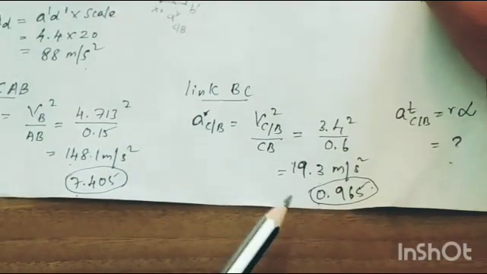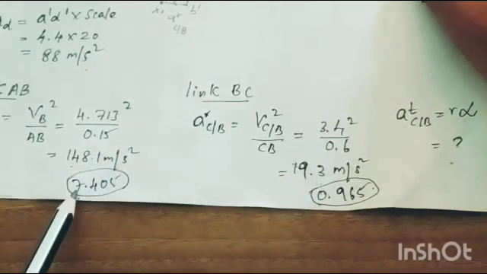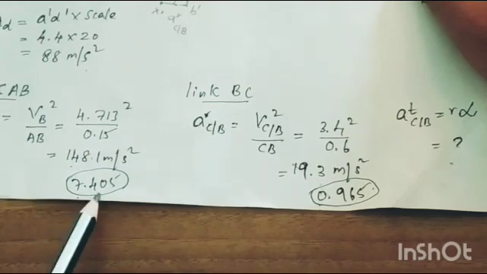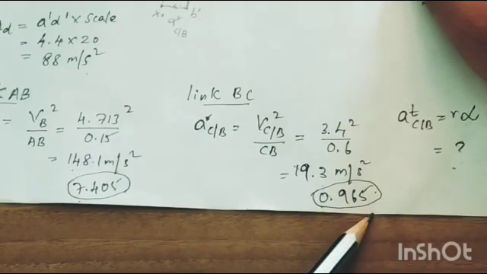So again here also we'll convert into one scale. What I'm doing is dividing both components by 20. So if I divide by 20, I'm getting 7.405 and 0.965 here. Okay, so I will start drawing the acceleration diagram.